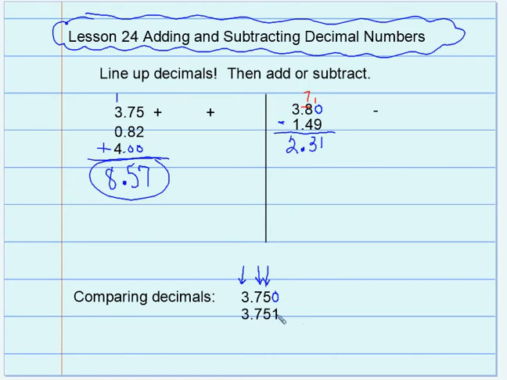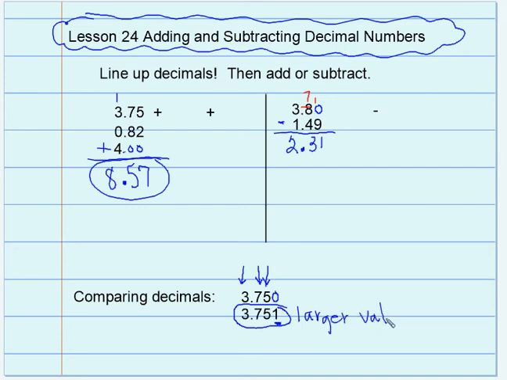Now look, which one of these in the thousandths place is larger? Well, a 1 is larger than a 0. So 3.751, 3 and 751 thousandths, is the larger value.